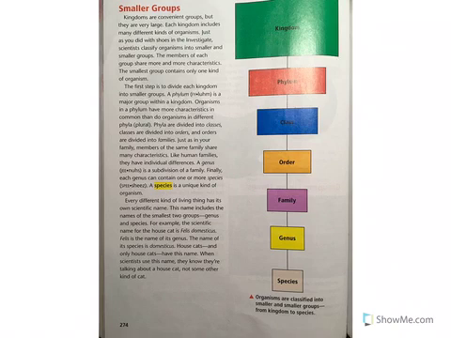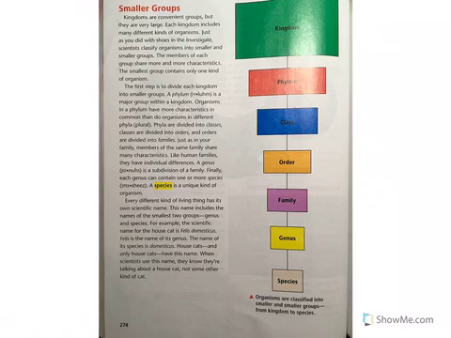Just as in your family, members of the same family share many characteristics. Like human families, they have individual differences. A genus is a subdivision of a family. Finally, each genus can contain one or more species. A species is a unique kind of organism.